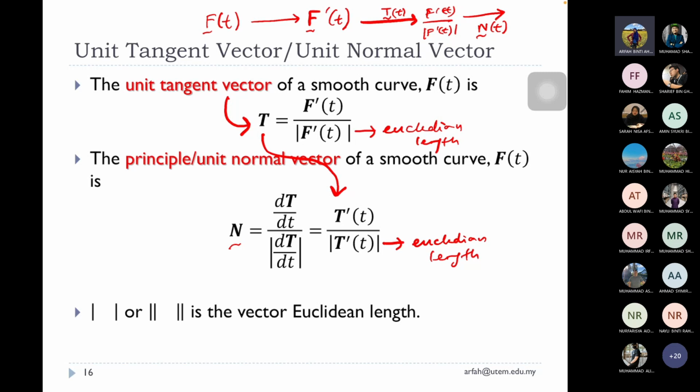So daripada vector f, kita dapatkan dia punya derivative, then you can get the unit tangent vector. From the unit tangent vector, you can find the unit normal vector by finding the first derivative of the unit tangent vector. So unit tangent vector, dia punya notation guna T. Unit normal vector, the notation is using N. Okay, so this is the unit tangent vector or unit normal vector for a given function. So daripada sini kita tengok exercise.